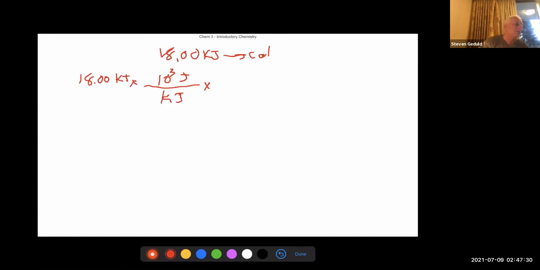All right, so 1 joule, again, I'll give the numbers that you need. 1.00 joules is equal to 0.000239006 calories. So kilojoules have canceled, joules have canceled, and you're left with calories. So you put in your trusty phone calculator.